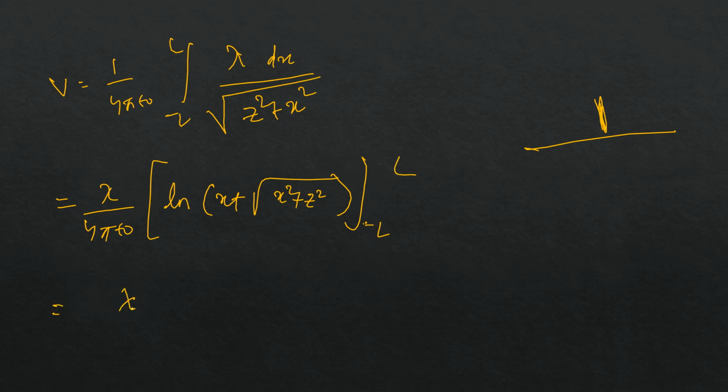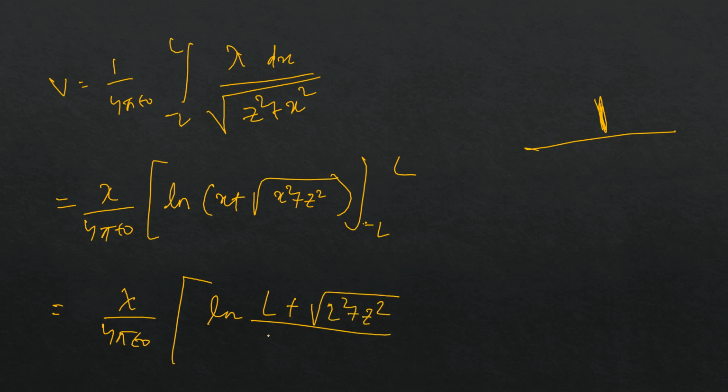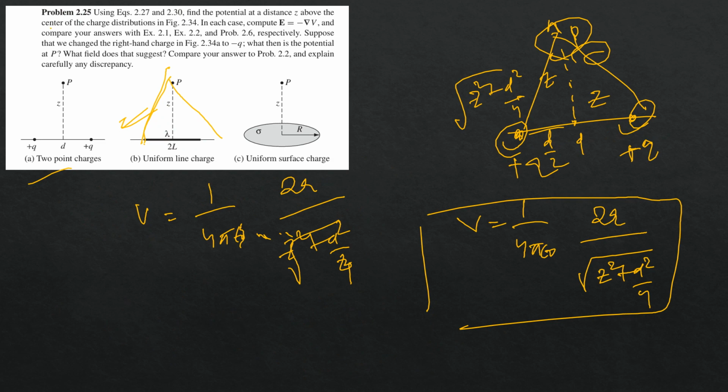Okay, so lambda by 4 pi epsilon naught ln of the ratio, because they are subtracted, so it's better to divide them. Right, this is the answer for this question.